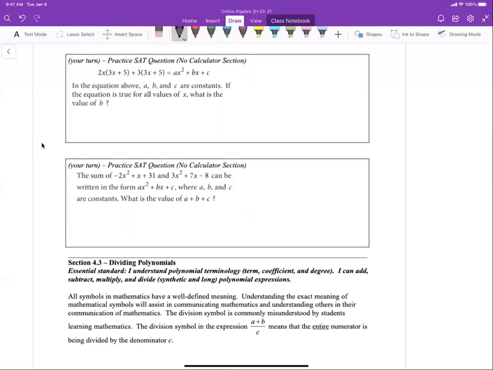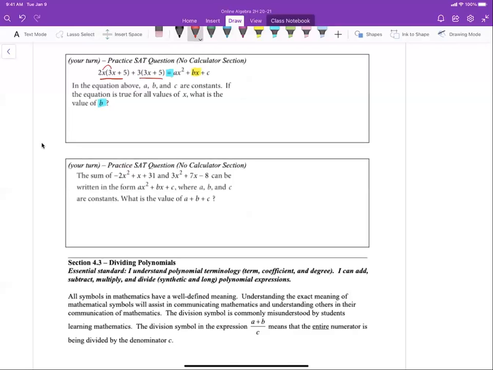If in the equation above, A, B, and C are constants, if the equation is true, that means that those two sides are equal to one another for all values of x, what is the value of b? So you have 2 ways to approach this. You can just notice that b is on the linear term, okay? So it is only on the term that has x to the 1 power. And you could then look at each one of these and think about, okay, which ones are my linear term.